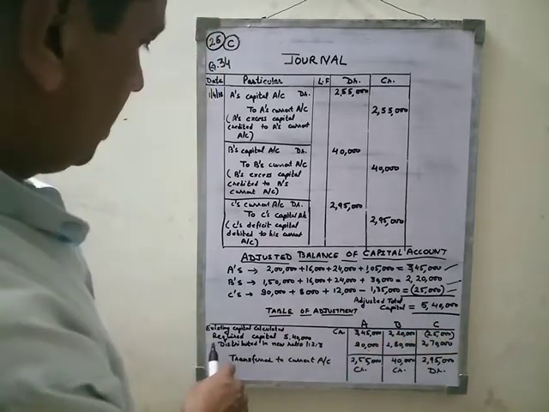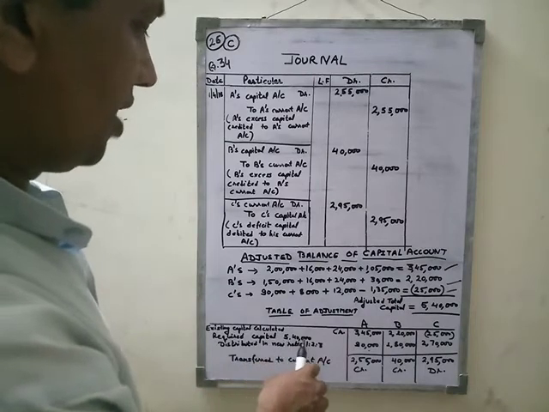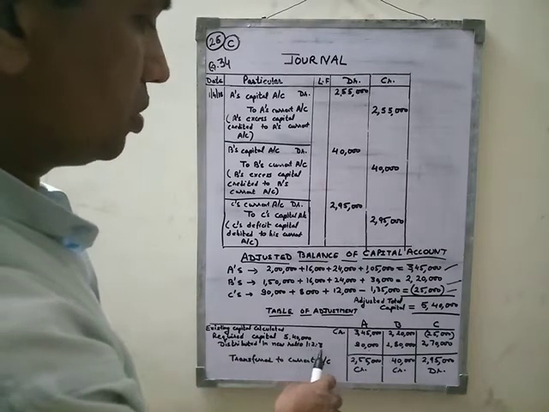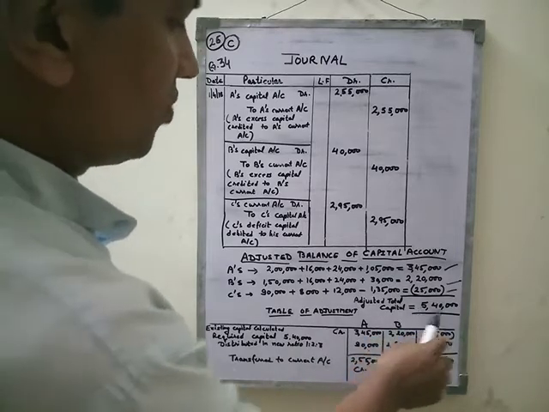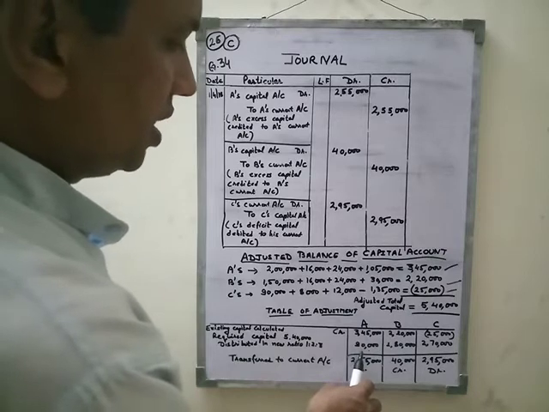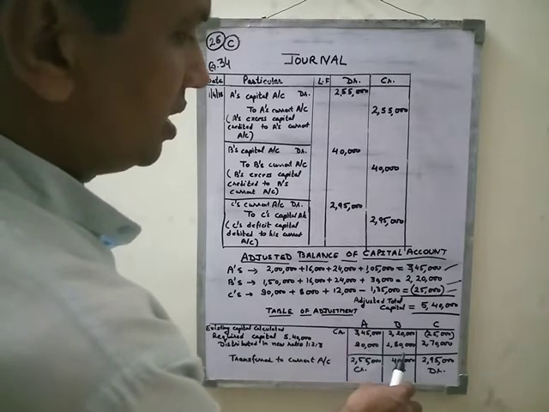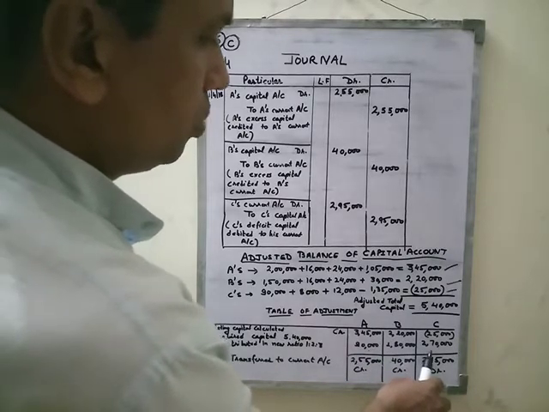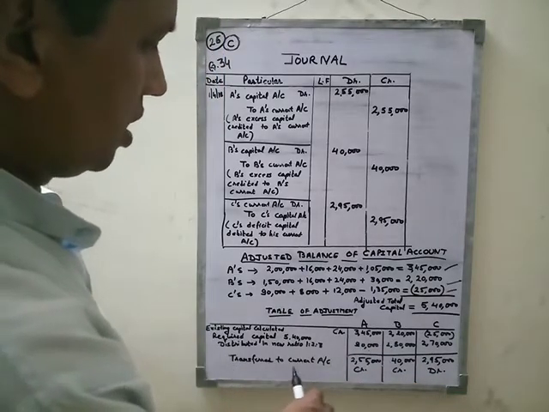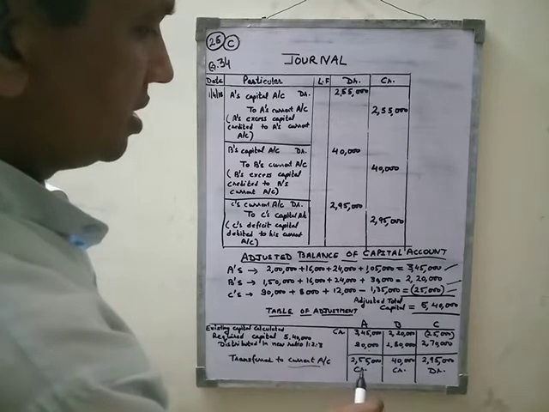So this required capital 5,40,000 is distributed in the new ratio 1:2:3. So the share of A is 90,000, B is 1,08,000 and C is 2,70,000. So this is to be calculated. So the transfer to the current account, this is the adjusted balance.